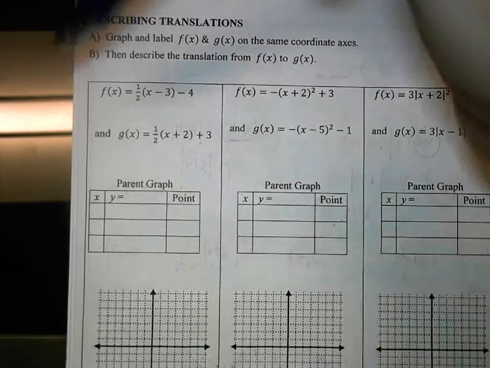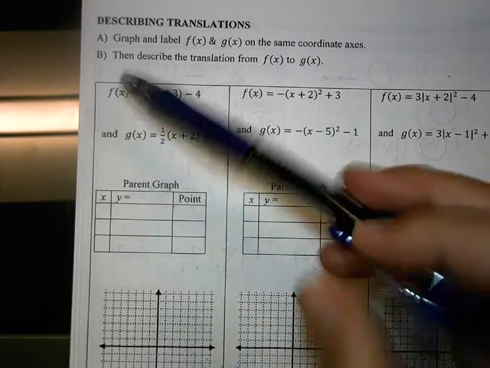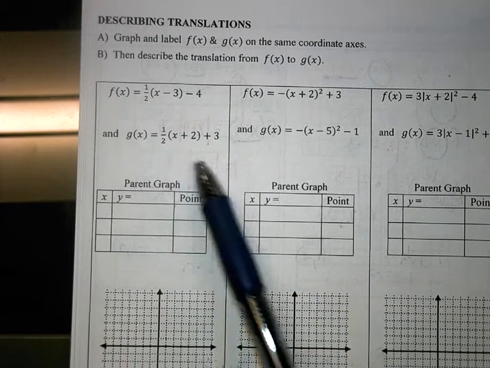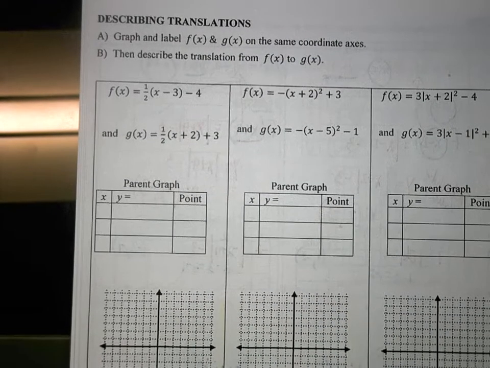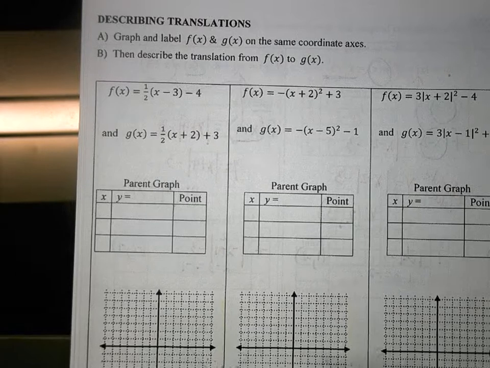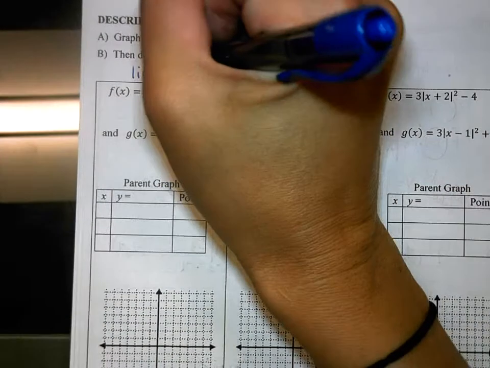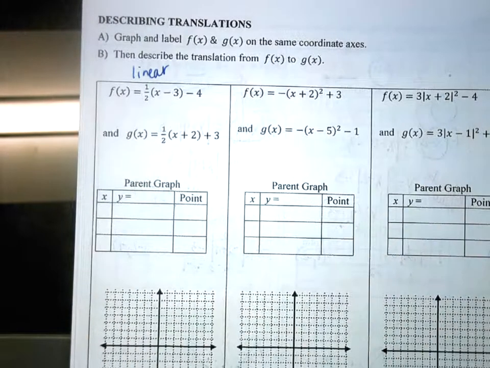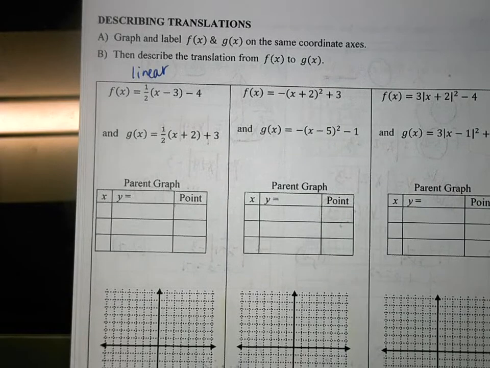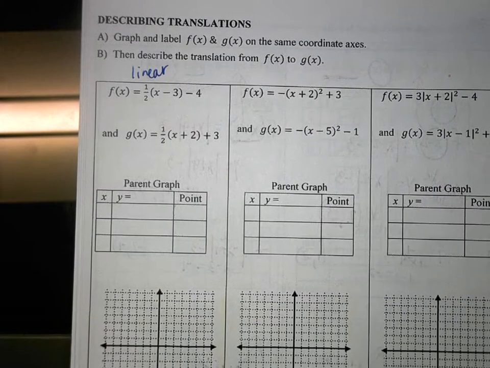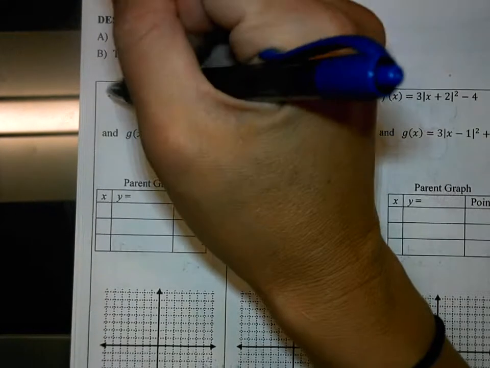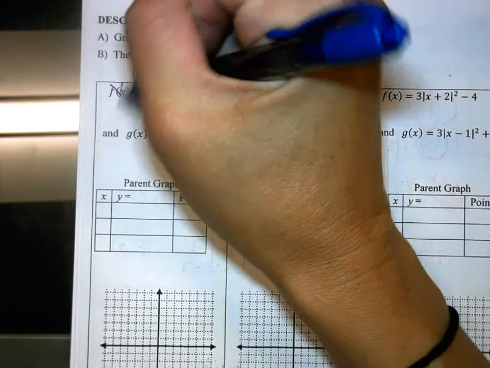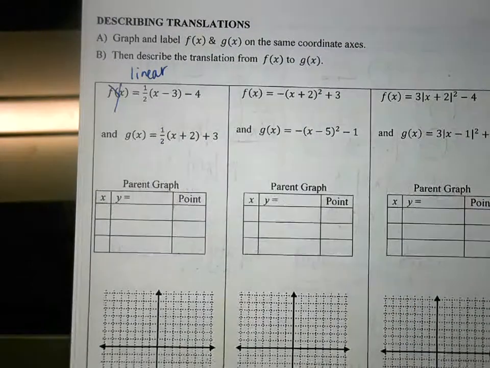First of all, do you know what type of graphs f of x and g of x are going to make? These are linear. And how do we know that they are linear? No exponents, no quadratics, no absolute value. When you have f of x like this, you also know that this basically is your y value.